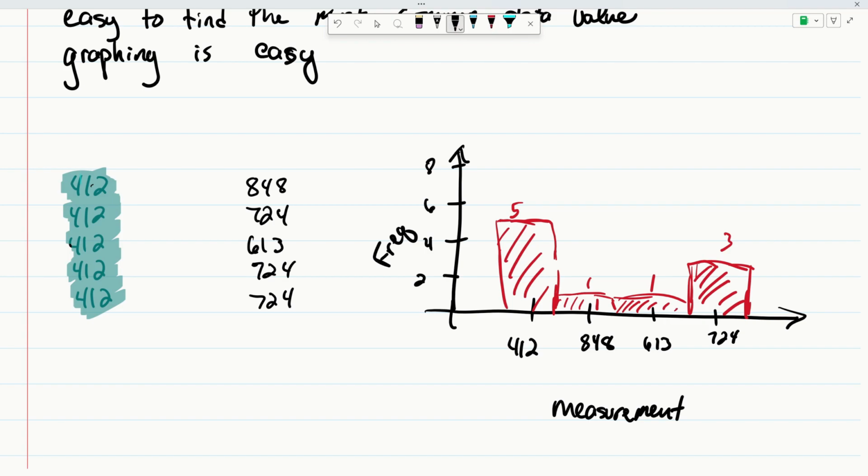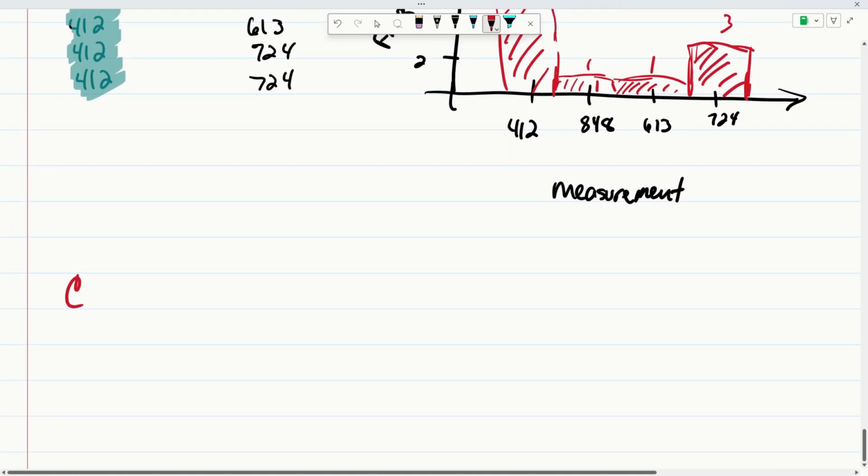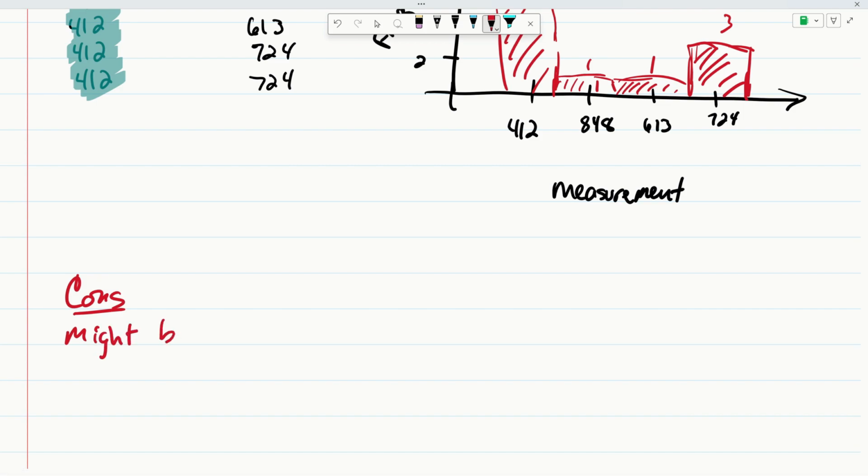All right. What are some of the cons? Well, you might be far from the center. Might be really far from the center of the data. And 2, you could run into a situation where you have data that is multimodal.